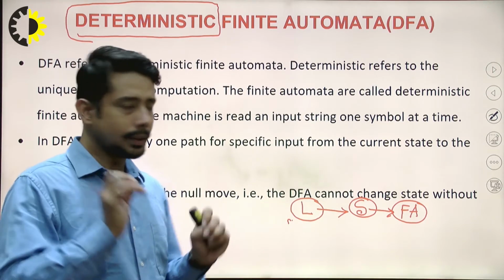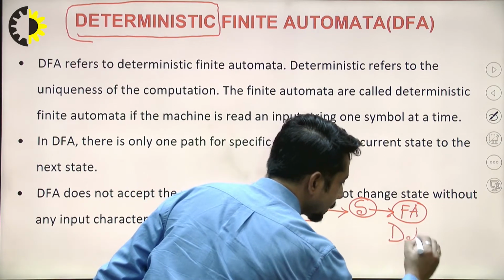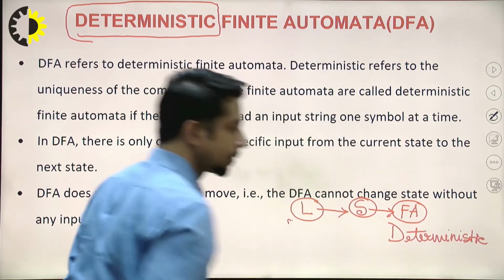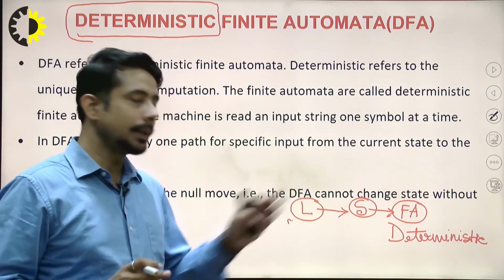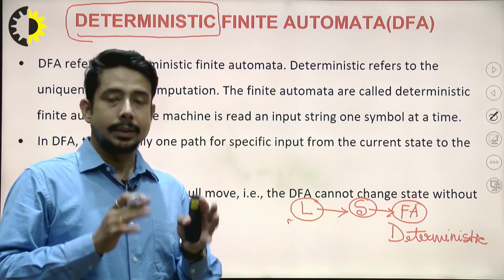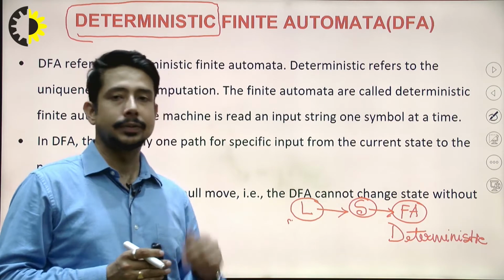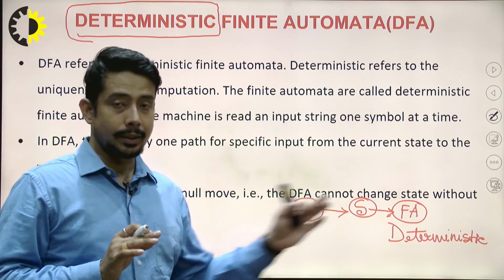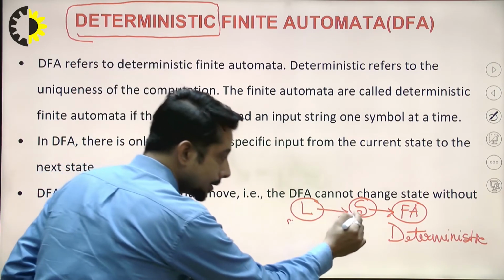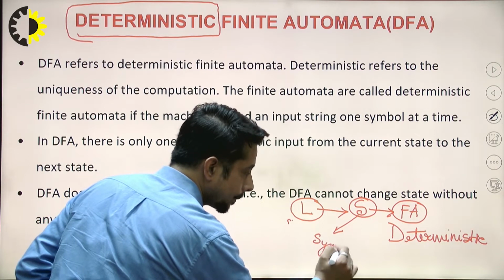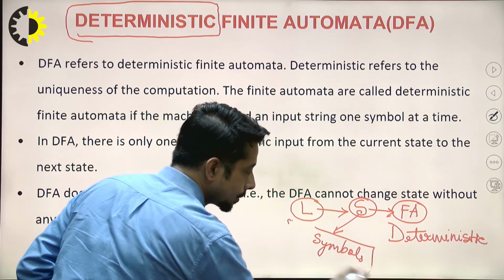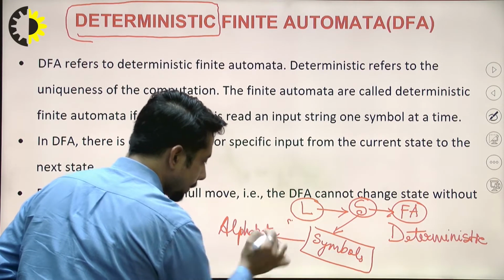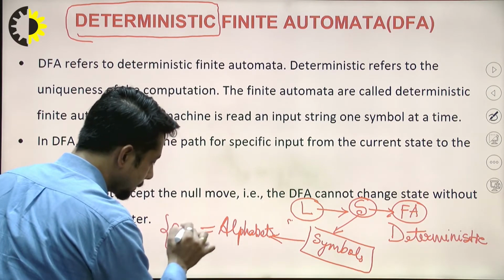But in this scenario, what is the meaning of deterministic? Deterministic means that the machine is determined. The terminology itself says that the machine is determined for whatever strings are present in that particular language. These strings are collections of symbols only. Correct? Collection of symbols means collection of alphabets. Symbols are nothing but the alphabets only. Correct? Suppose the alphabets are 0 and 1.